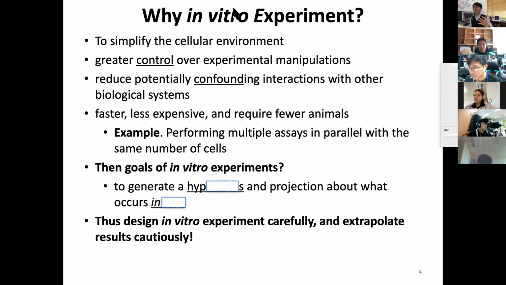So that's why in vitro experiments are simple in that aspect, okay? So of course it's faster than in vivo, less expensive, because keeping the animals and raising them, making transgenic animals, are all very costly, and it requires fewer animals because you take out a lot of cells from animals.